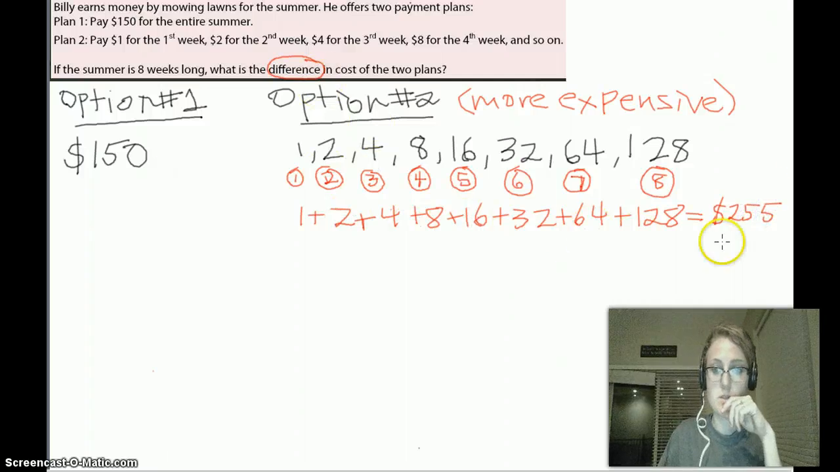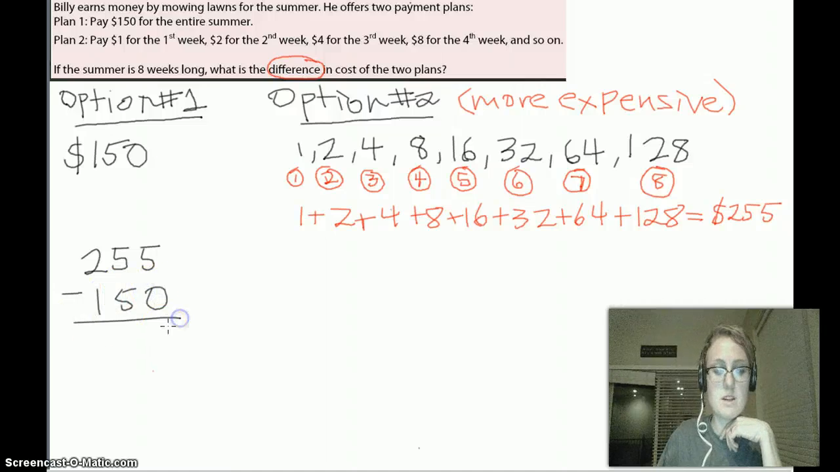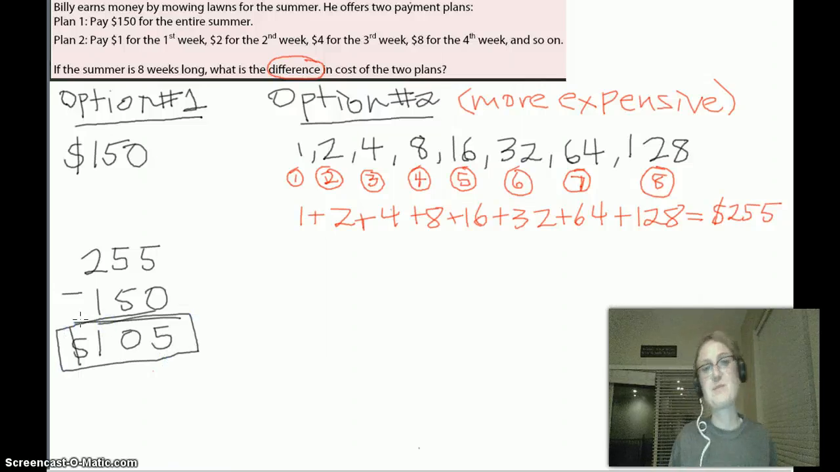Now, to get the difference, we're going to take 255 and subtract our 150. So we'll go back to black. 255, subtract 150. You may be able to do that in your head and realize that it's going to be $105. That's going to give me a 0. That will give me a 1. So the difference is $105, and that would be your answer right there.